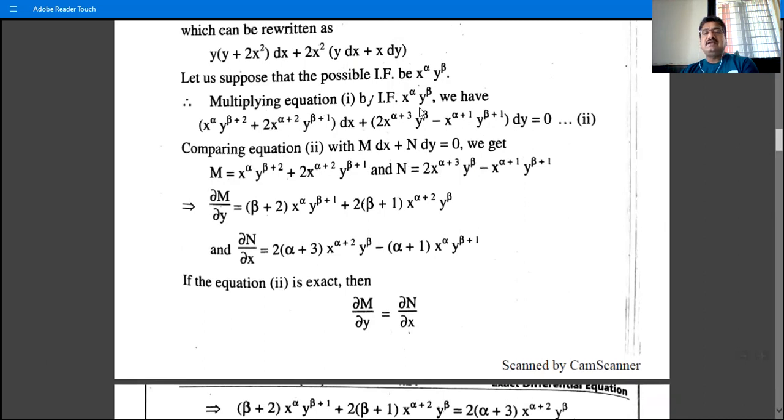So M is this and N is this, and then ∂M/∂y is the derivative with respect to y. So y raised to β, x raised to α is constant, and the derivative of y raised to β+2 is (β+2) y raised to β+2−1, that is (β+2) y^(β+1), x raised to α as it is, plus 2 as it is, and then x raised to α+2 is a constant quantity, and the derivative of y raised to β+1 is (β+1) y raised to β+1−1. So this is the derivative of this quantity, ∂M/∂y.